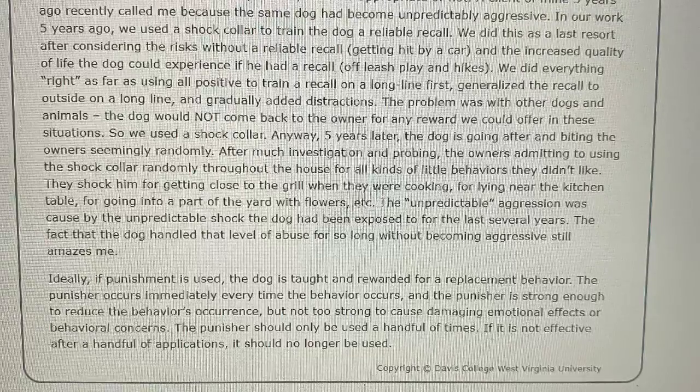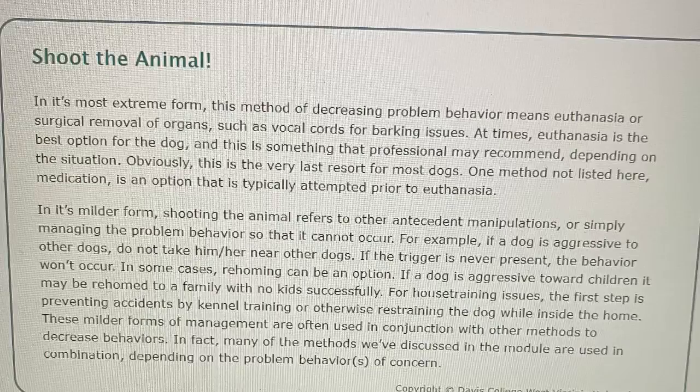Shoot the animal. In its most extreme form, this method of decreasing problem behavior means euthanasia or surgical removal of organs such as vocal cords for barking issues. At times, euthanasia is the best option for the dog, and this is something that professionals may recommend depending on the situation. Obviously, this is the very last resort for most dogs. One method not listed here, medication, is an option that is typically attempted prior to euthanasia.